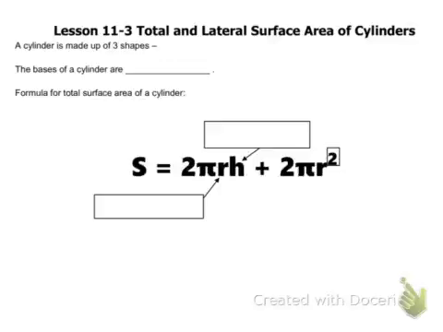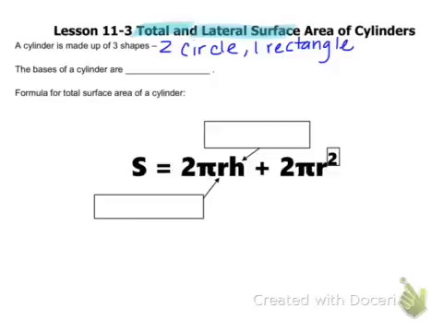Alright, so this lesson is going to be total and lateral surface area of cylinders. So it's going to have both the total and the lateral surface area. A cylinder is made up of three shapes. It's made up of two circles and one rectangle. And the bases of that cylinder are going to be the circles.